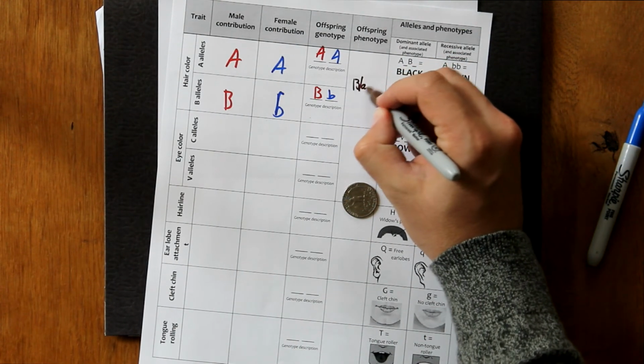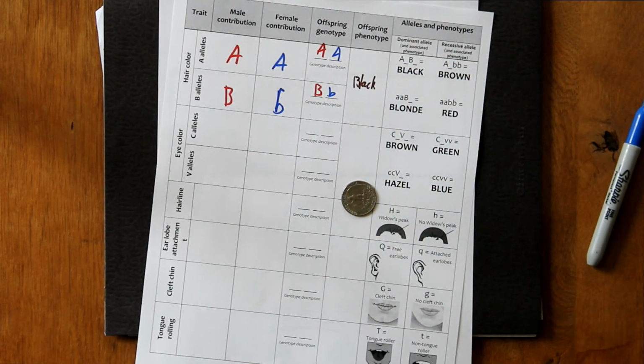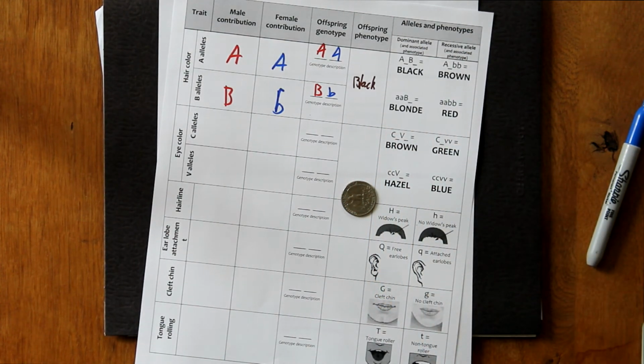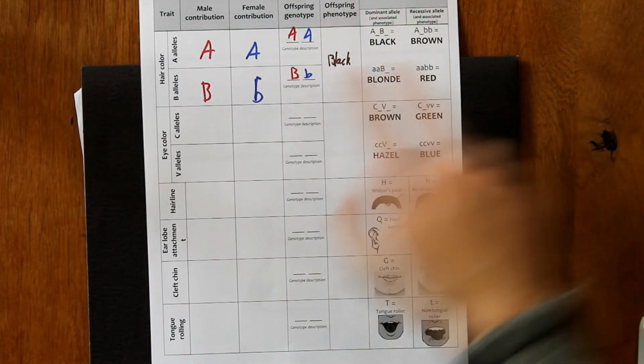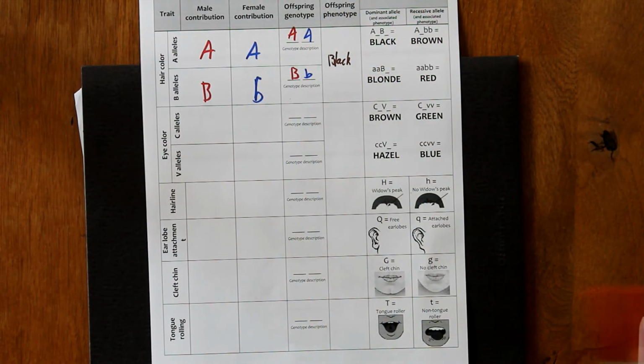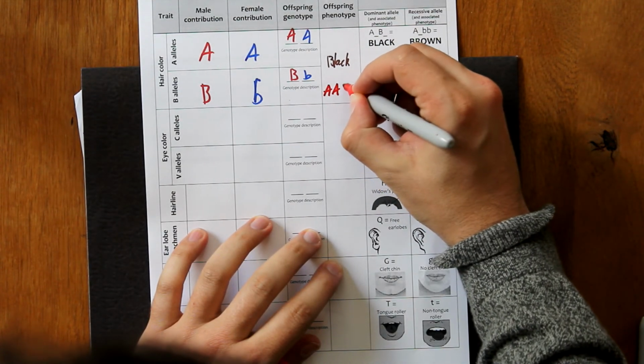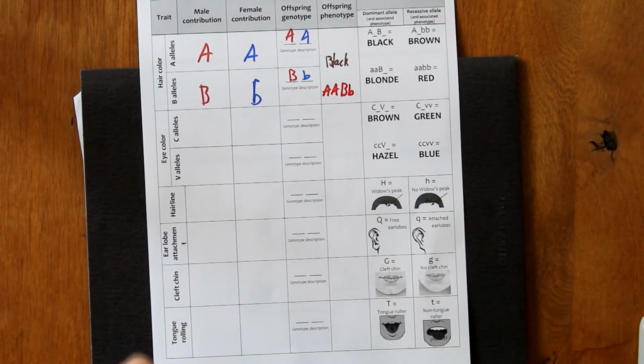Now why doesn't that match any of the others? You notice here black hair has A blank, B blank. And that's because, who can guess? Yes, because it doesn't matter what the other one is. Since there's already a dominant one there, it's going to be that. So our full readout is going to be A, A, B, b.